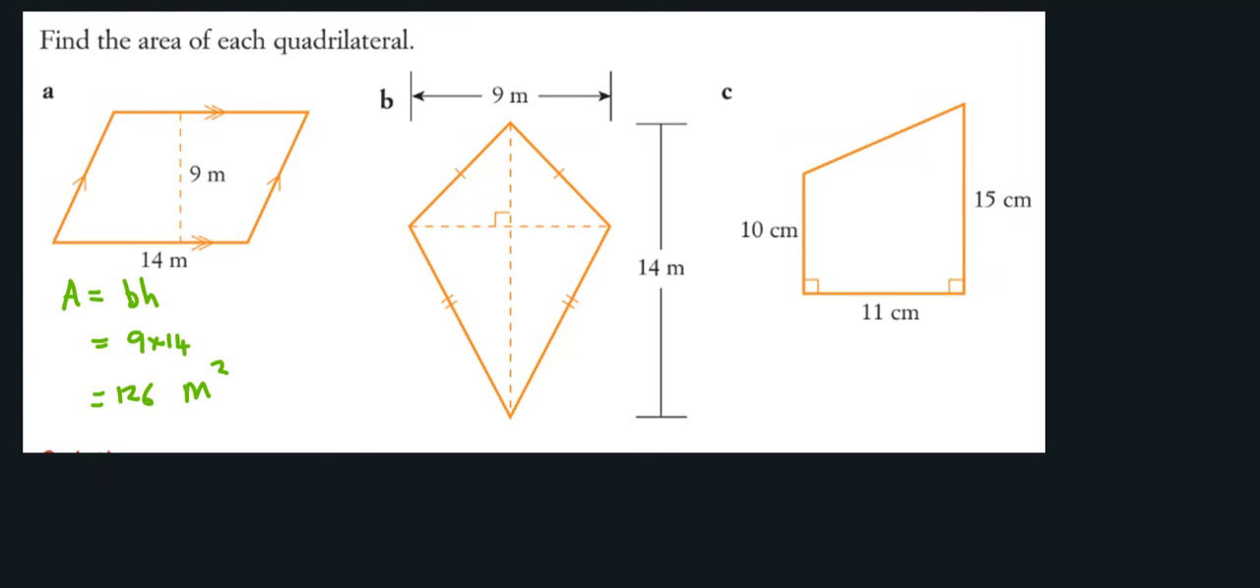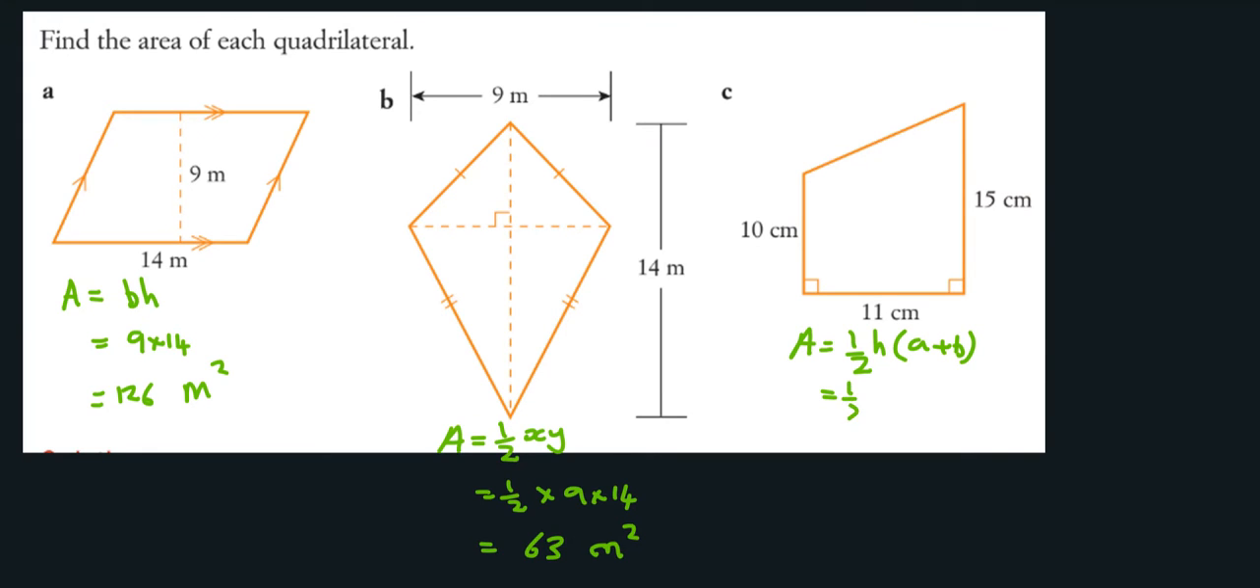So here we've got a kite. Let's do it down here. The area is half multiplied by the diagonals. So we've got half multiplied by 9 multiplied by 14. This time it's also meters squared. So half multiplied by 9 multiplied by 14 is 63. So this is a parallelogram. This is a trapezium, not a parallelogram.